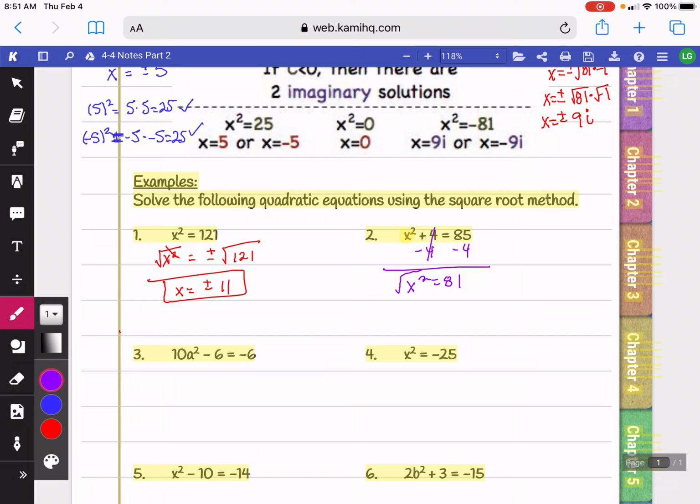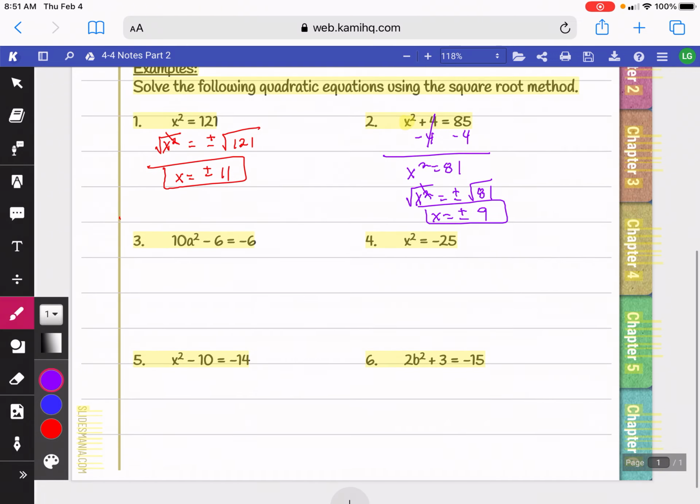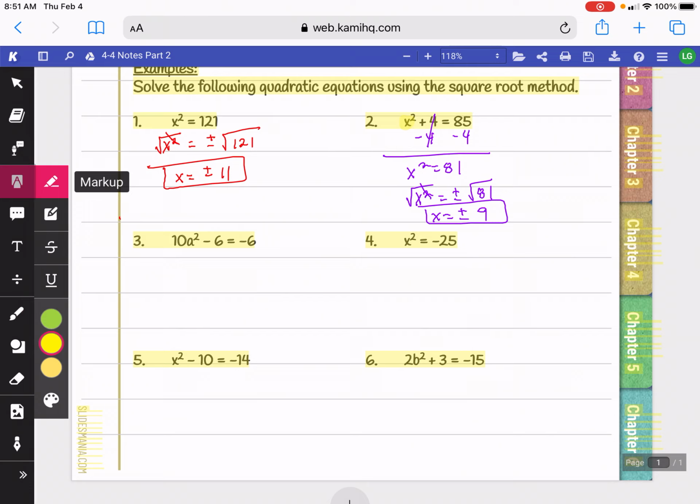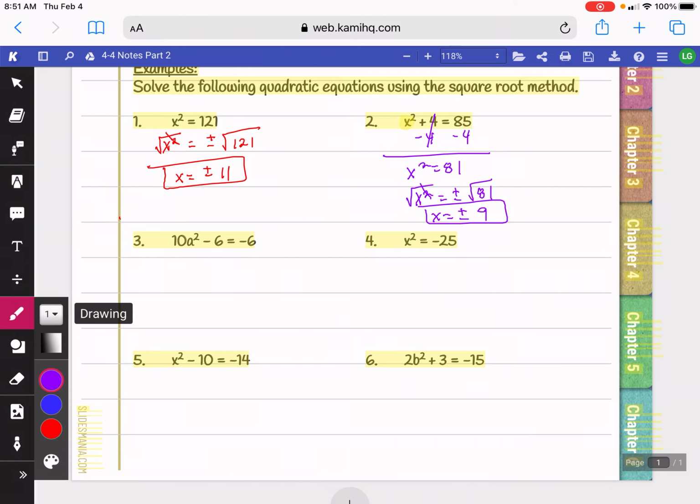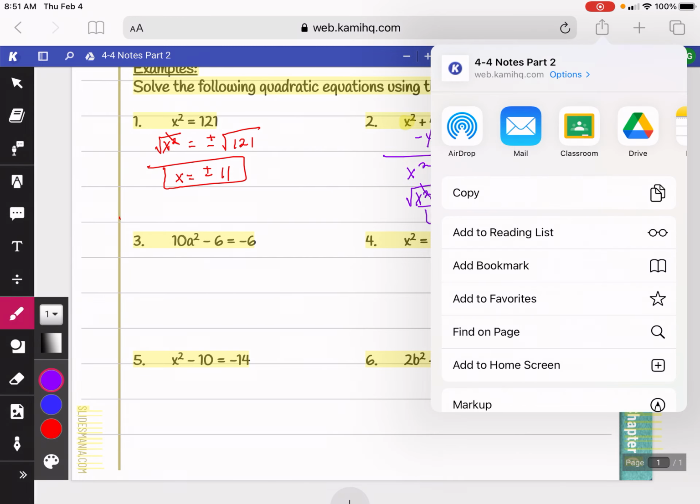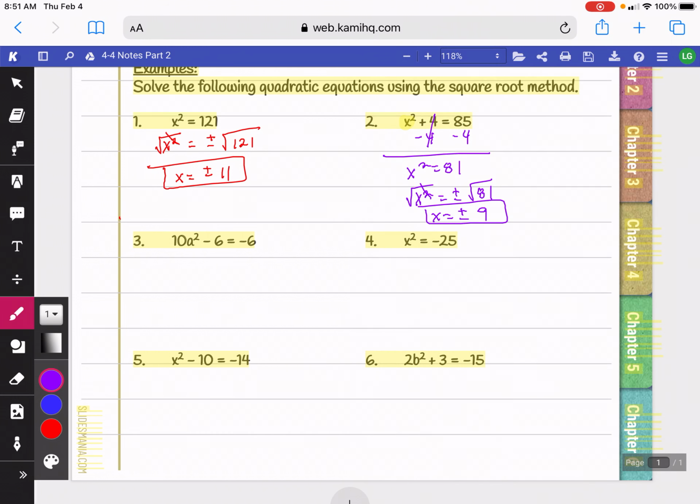Now I can square root both sides. When I square root both sides, I get positive or negative root 81. So x is equal to positive or negative 9. On the next problem, we need to get the a squared by itself. So I'm going to start by moving things to the other side. So here the 6 is canceled. I have 10a squared equals 0.